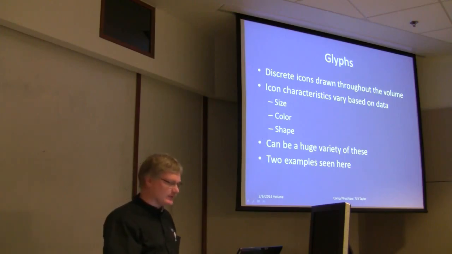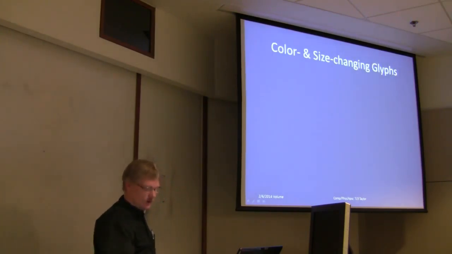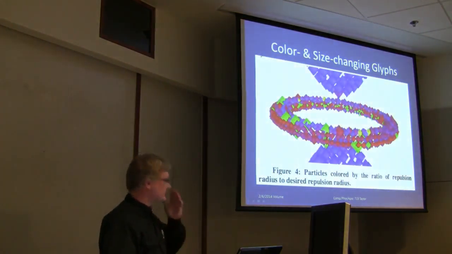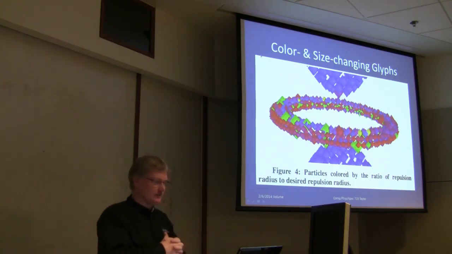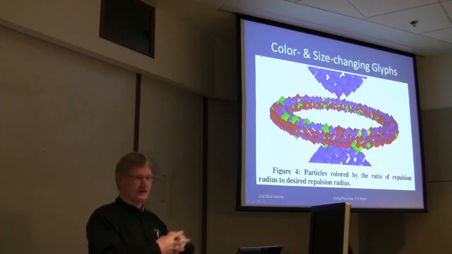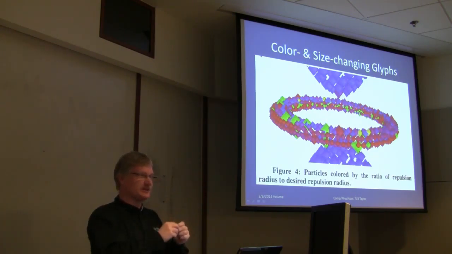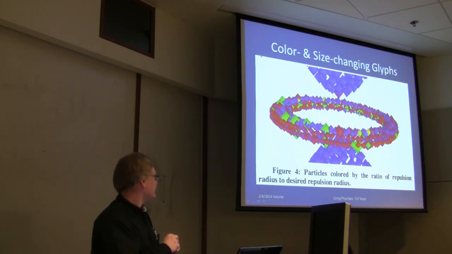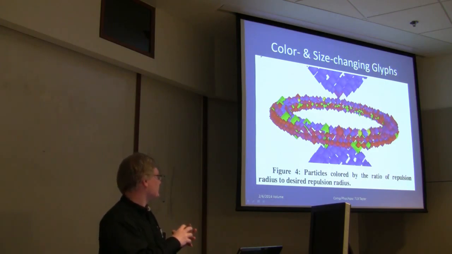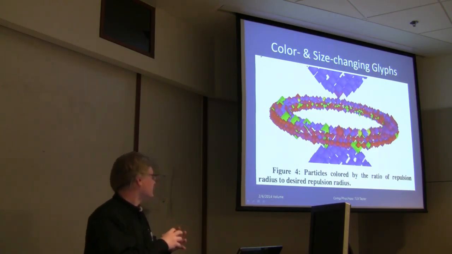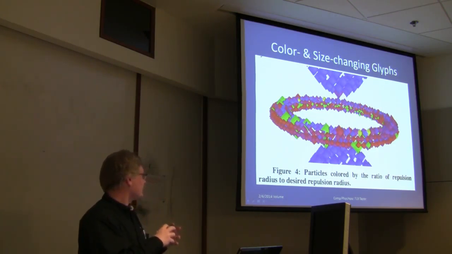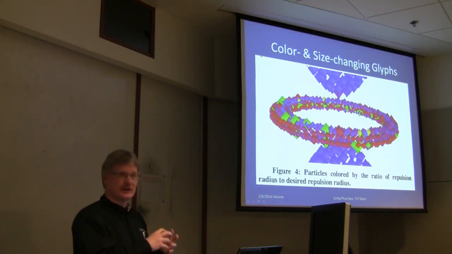And so we're going to need a couple of examples here. One is color and size changing glyphs. And so this is looking at a simulation of the kind of density around hydrogen, where they've put a point on these glyphs at each of the simulation nodes, and the size of the particle is the radius of repulsion to the desired, particles colored by the desired repulsion radius.